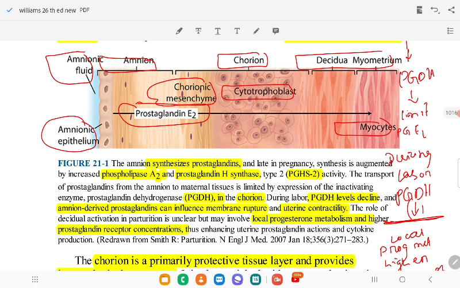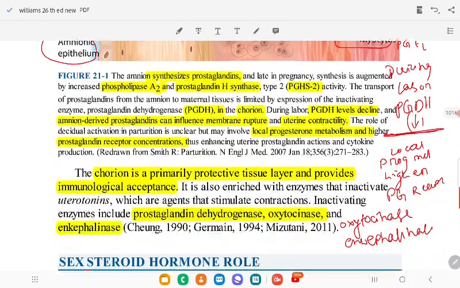Before labor, PGDH activity limits prostaglandin E2 and metabolizes all the prostaglandin, but during labor the prostaglandin dehydrogenase activity declines. That lets amnion-derived prostaglandin influence membrane rupture and uterine contractility. The role of decidual activation in parturition is unclear, but it may involve local progesterone metabolism and higher prostaglandin receptor concentrations, thus enhancing uterine prostaglandin action and cytokine production in the decidua.